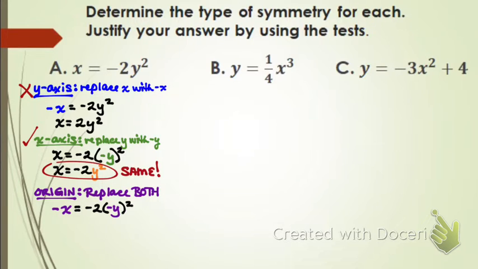As I begin simplifying this, what's the first thing I need to do? Not divide by -1 yet. Exponents. -y squared would simplify to give me what? Yes, I would have -2, and then this would be y squared. Now I can divide everybody through by -1 to finish simplifying, which would give me what as a final result? X equals 2y squared. Is that exactly the same thing that I started with? No. So this equation has x-axis symmetry.